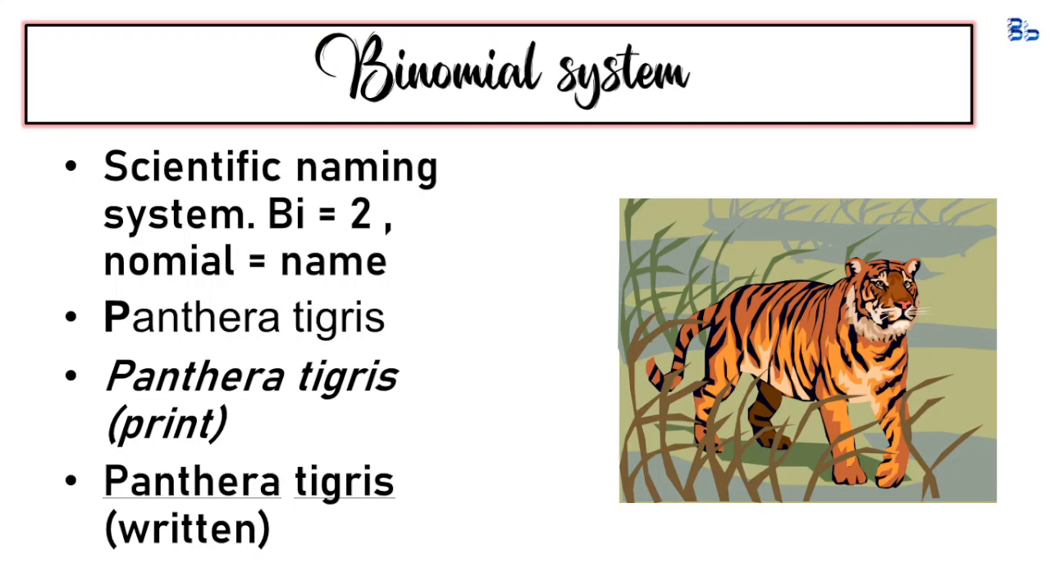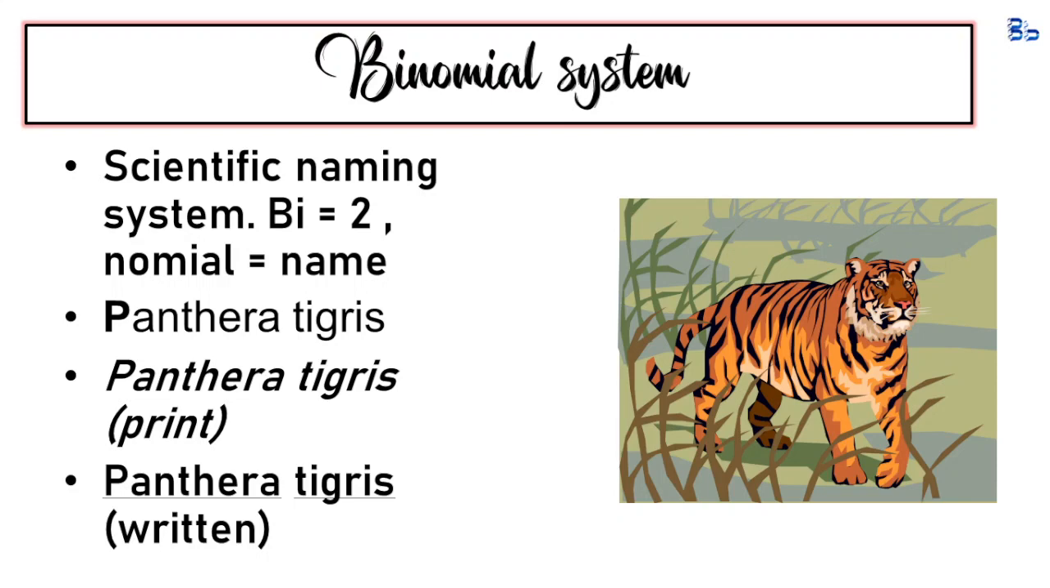So this is written in Latin so that it avoids confusion. People from all over the world, scientists from all over the world, can follow the same name and not get confused with their regional languages. So there are certain rules when it comes to writing down the scientific name. So the genus should always be capitalized, if you notice, and the species name should always be in small.